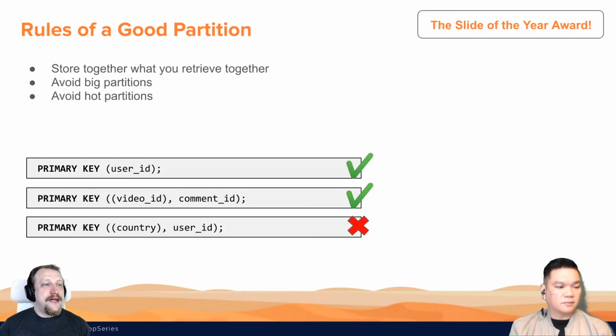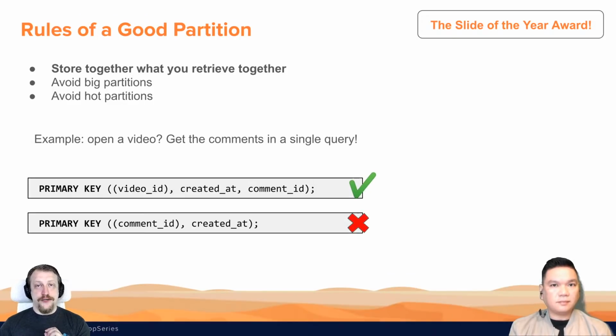So there are three main rules of a good partition: store together what you retrieve together, avoid big partitions, avoid hot partitions. First, store together what you retrieve together. Very simple explanation: if there is everything you want to load, store it within the same partition, then it's stored together on a single server.